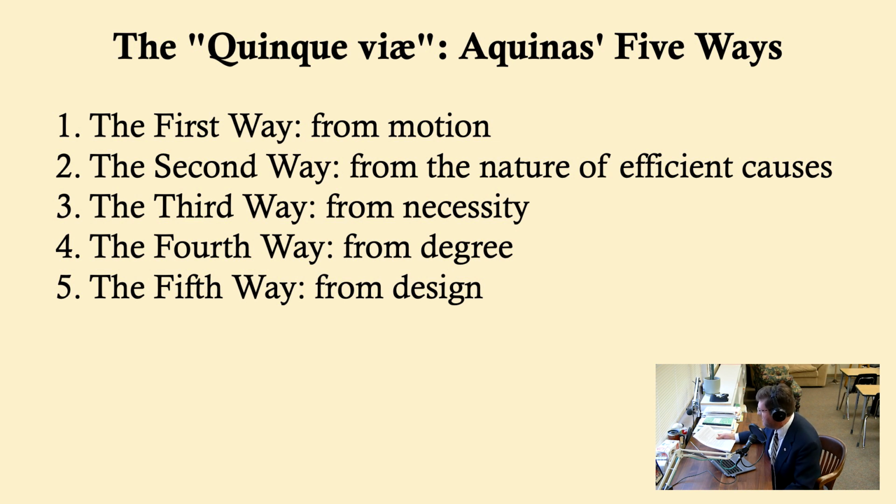He gave a set of arguments known as the 5 ways for proving the existence of God through reason alone. The 5 ways are often known by the term Quinque viae, which is just Latin meaning 5 ways. And the 5 ways are: the first one is the argument from motion. The second one is the argument from the nature of efficient causes. Third way is the way from necessity. The fourth way is the argument from degree. And then fifthly is the argument from design.